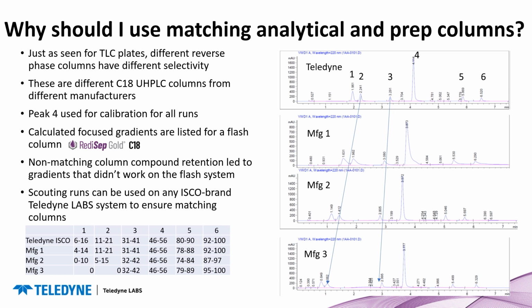Likewise, why would I use matching analytical and prep columns? Just as for TLC plates, different reverse phase columns have different selectivity. These are different C18 HPLC columns from different manufacturers, all run with the same scouting gradient. Peak 4 was used for the calibration for all runs. The calculated focus gradients are listed for a flash column using RediSep Gold C18. Non-matching column retention led to gradients that did not work on the flash system.